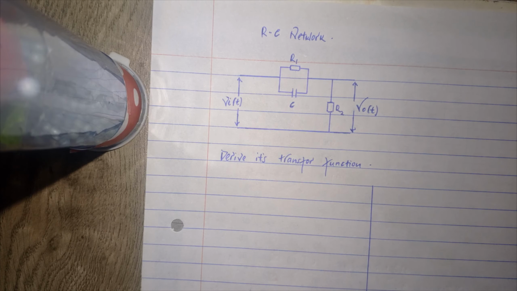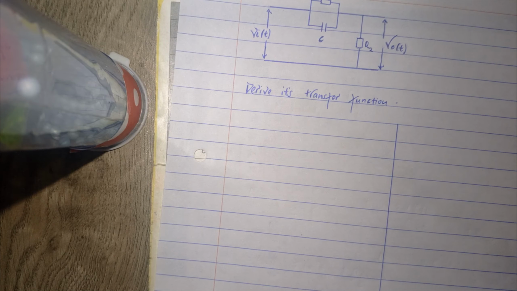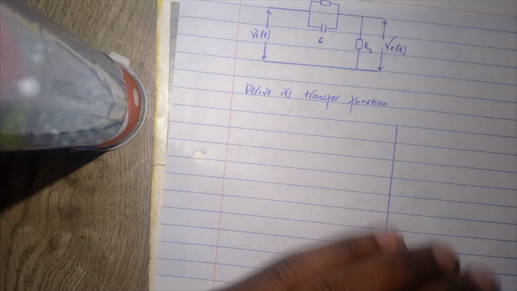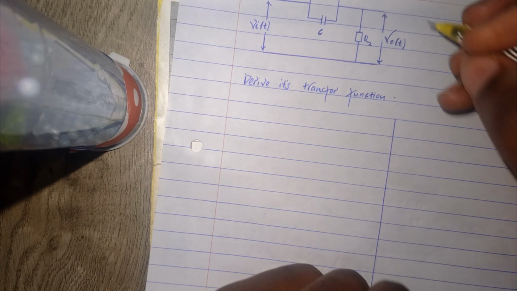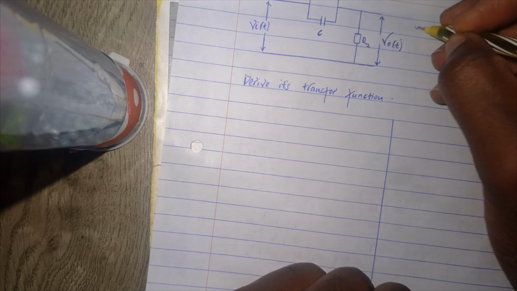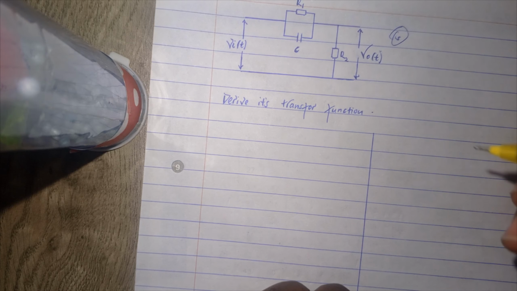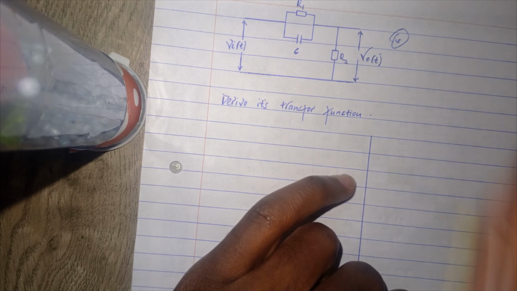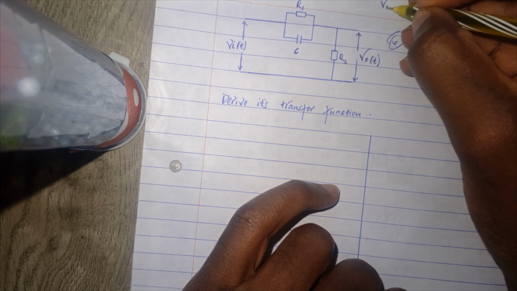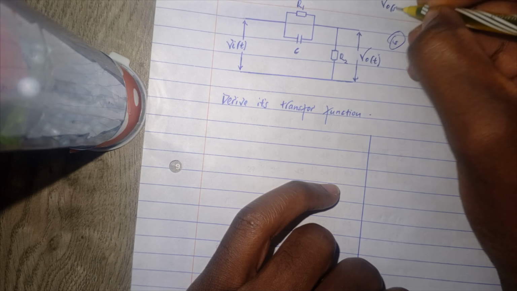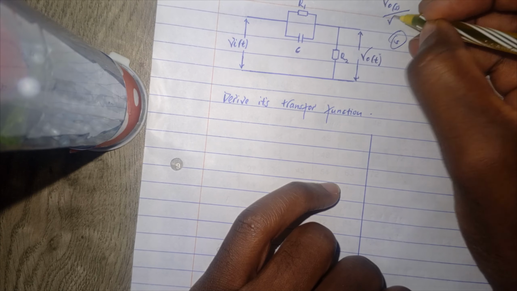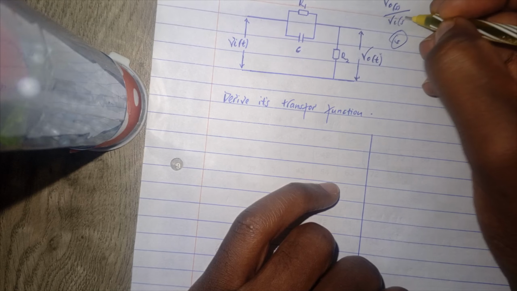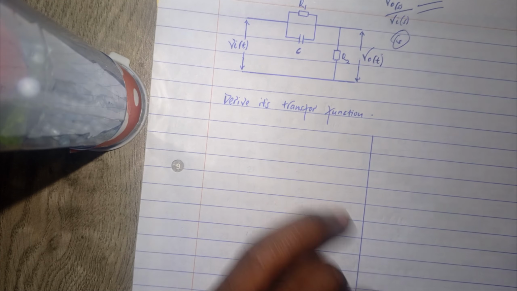Let's tackle this question. It's an electrical question. So we're looking for the transfer function. We're basically going to change this function of t to s. So what you're going to look for here is Vo(s) divided by Vi(s). This is what you should be looking for.